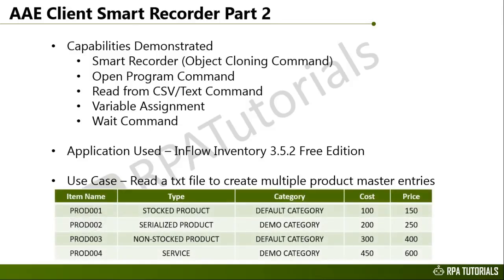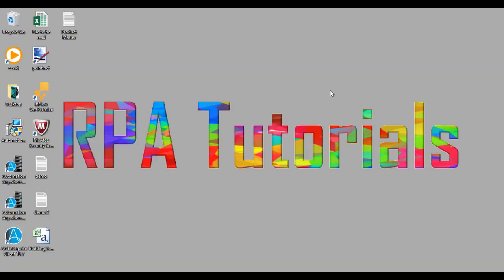You can see it's not very elaborate, but it has values which are the item name, of course, as the unique ID which we'll assign to the product, the type of the product, the category to which the product belongs, the cost, and the price. So let's start with the demo.